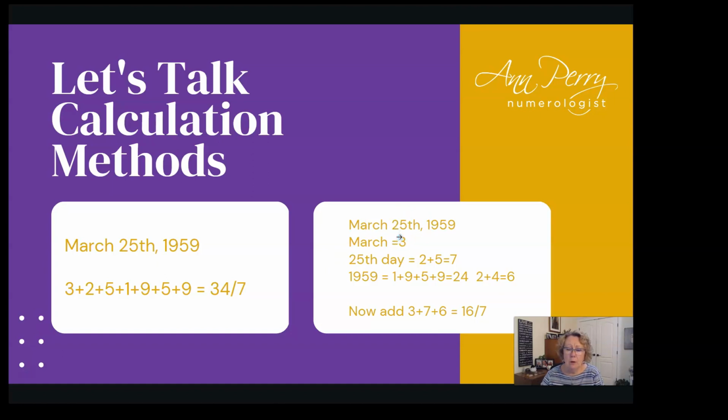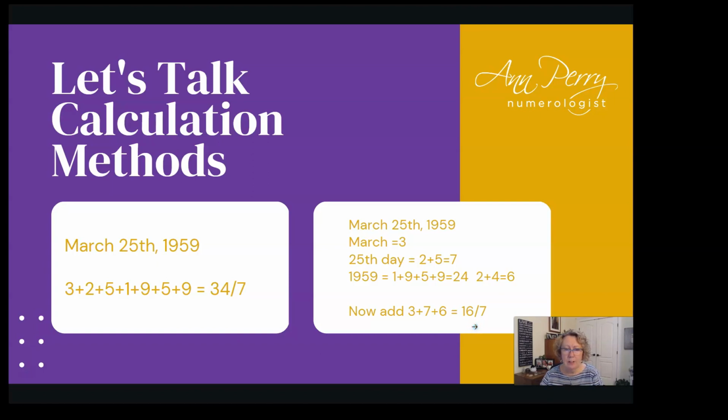In doing it his way, March becomes the 3. The 25th day, add those two numbers together, 2 and 5, comes to 7. 1959, break that down as well. That comes up to 24, and 2 and 4 equals 6. So now when we add the 3, 7, and the 6 together, 3 for March, 7 for the day, 6 for the year, it comes up to 16, 7.